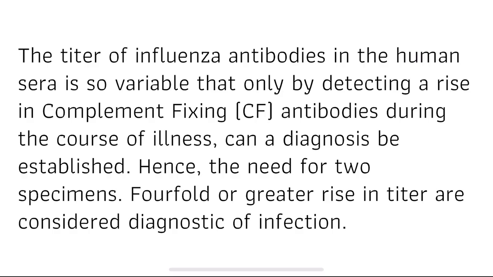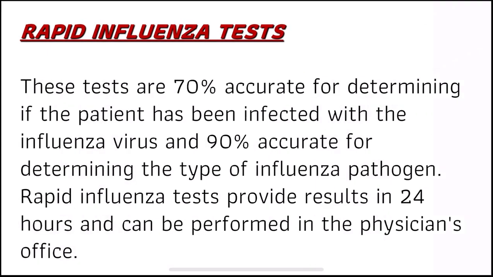So, we can see that the titer of influenza antibodies in the human sera will be so variable. It is very variable during the course of the illness. So, we take two specimens. A fourfold or greater rise in titer is diagnostic of the infection.